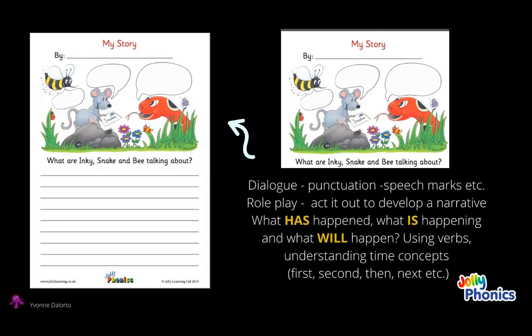Here we're looking at a dialogue, so it does tie into some of the activities in the grammar books, and the children know the characters, so they can actually think up a story for Bee and Inky and Snake. Also, talking about what happened before. In one of my other videos, I mentioned what happened before, what's happening now, what's happening after, so that they have at least a trajectory of the story that they're writing about.